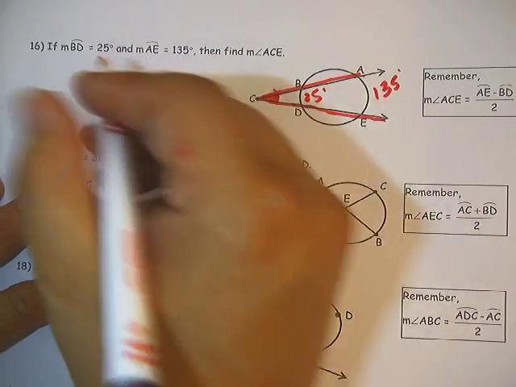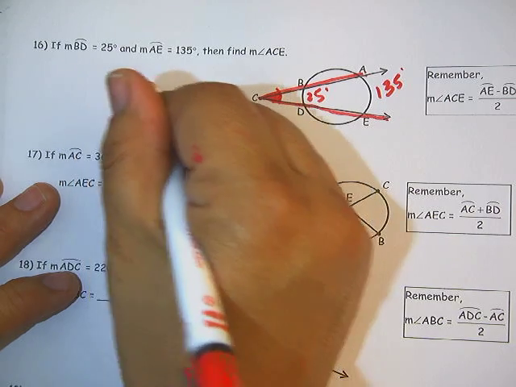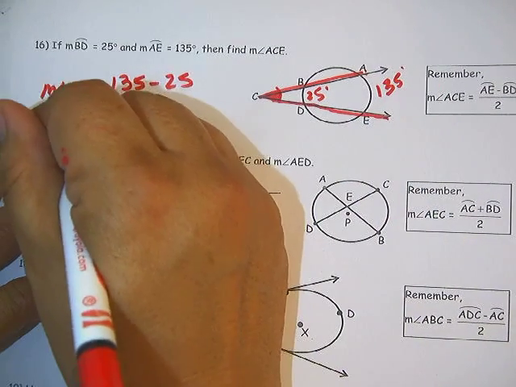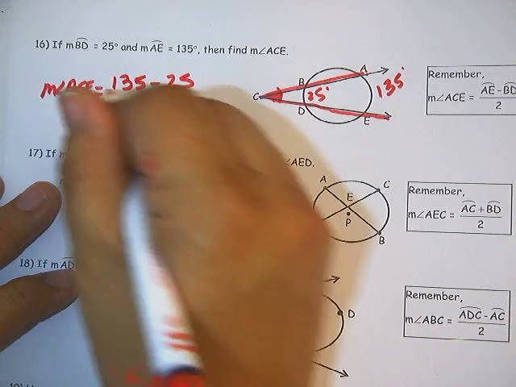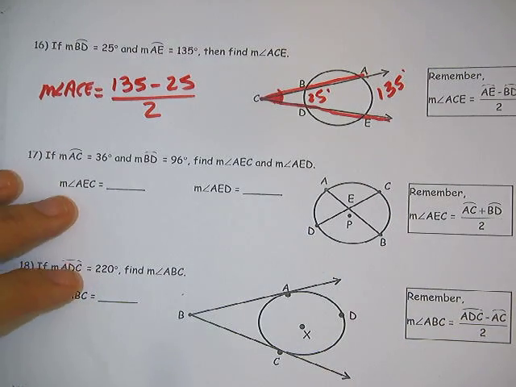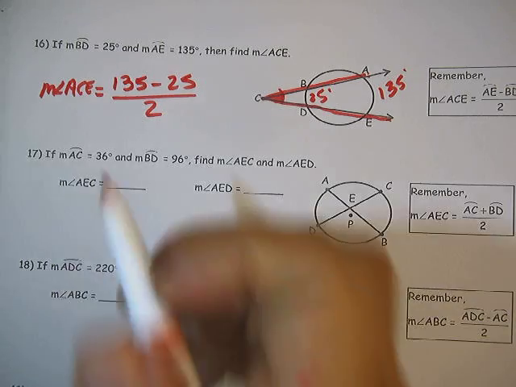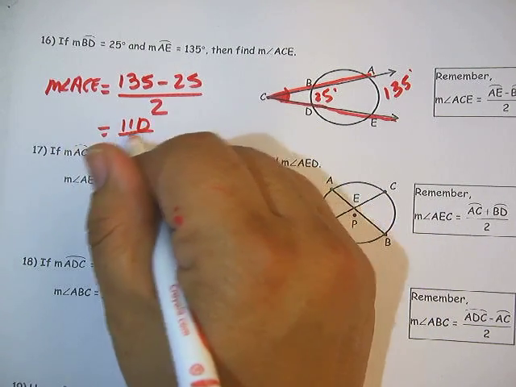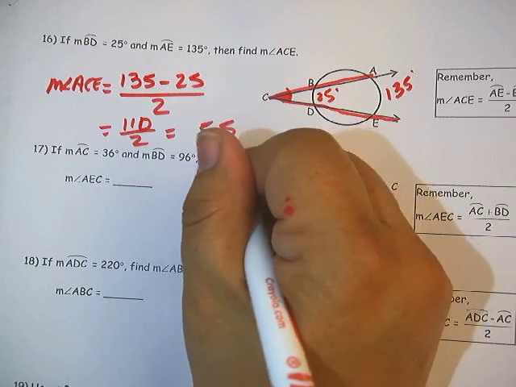So I'm going to go 135 minus 25. That's a measure of angle ACE, all over 2. If I go ahead and subtract that, I will get 110. Oops, 110 over 2, which is 55 degrees.